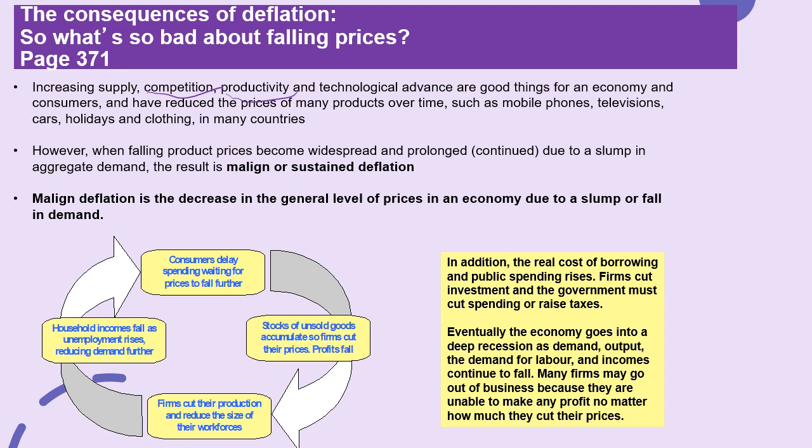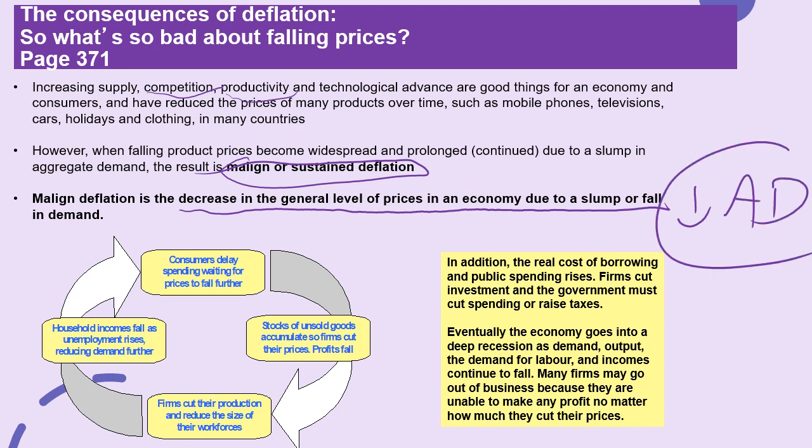Okay, however, when these prices are decreasing and stay low for a long period of time, due to a slump in aggregate demand, the result would be a malign or sustained deflation. What is a malign or sustained deflation? It is the decrease in the general level of prices in an economy because people are demanding less. So the whole aggregate demand is decreasing.